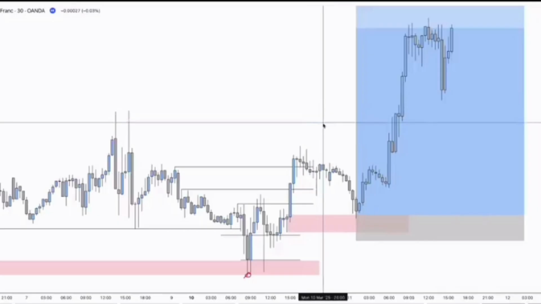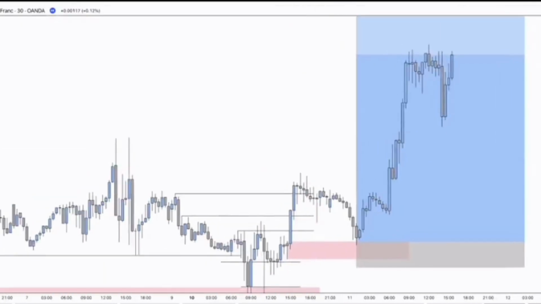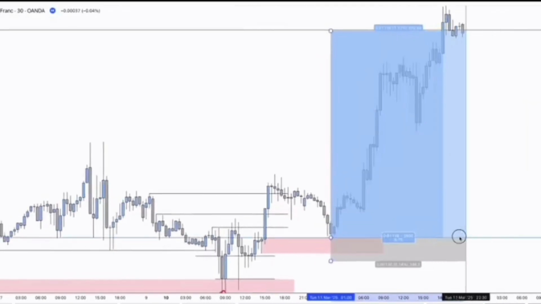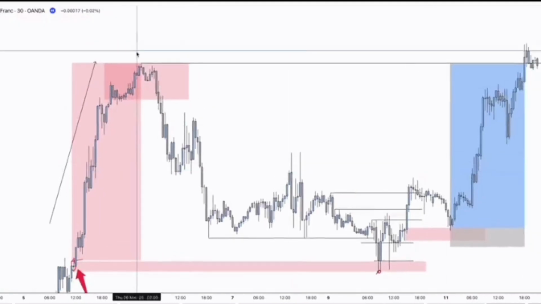If the buyers are in control, we want to buy. If the sellers are in control, we want to sell. If there is no clear control, we don't want to do either at that point in time, okay? So, let's round up this trade then. You can see that it did run through to make new highs.